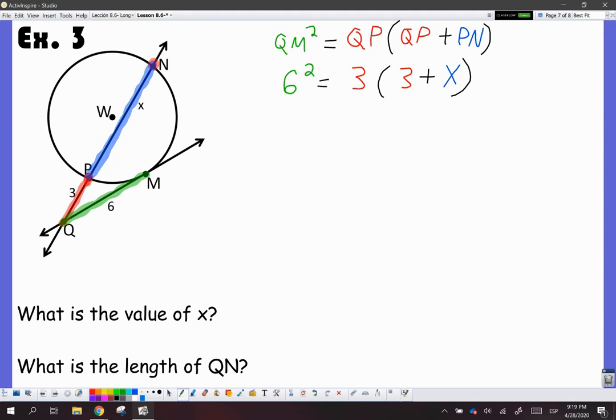So now we need to solve that. So let's start with our 6 squared. 6 squared, we know that's going to be 36 equals 3 times the quantity 3 plus x. So again, because I have that number outside the parentheses and multiple terms inside the parentheses, I need to distribute that 3 to each term inside the parentheses. So 3 times 3 is 9. 3 times x is going to be 3x. And I put plus here because it's positive 3 times positive x, so it remains positive.